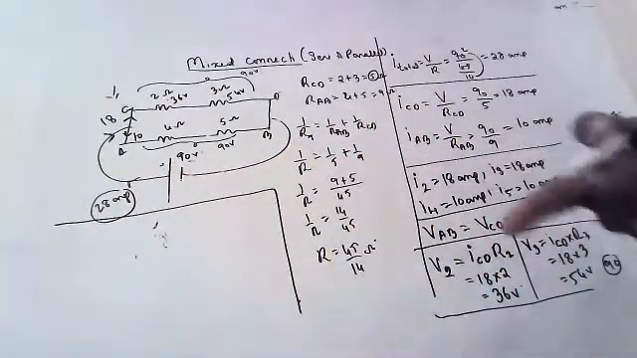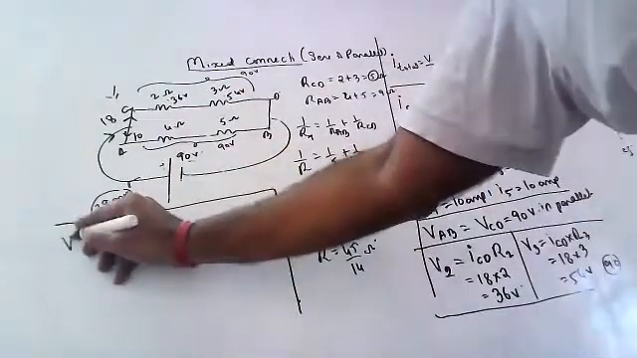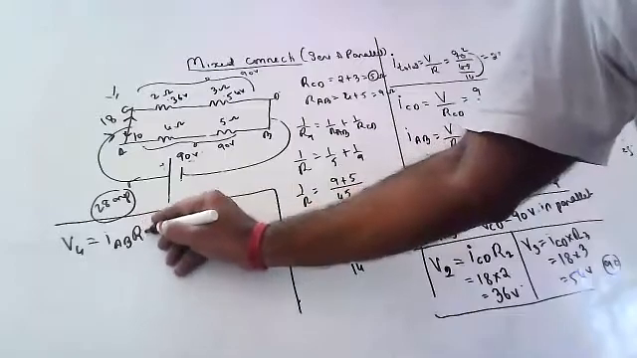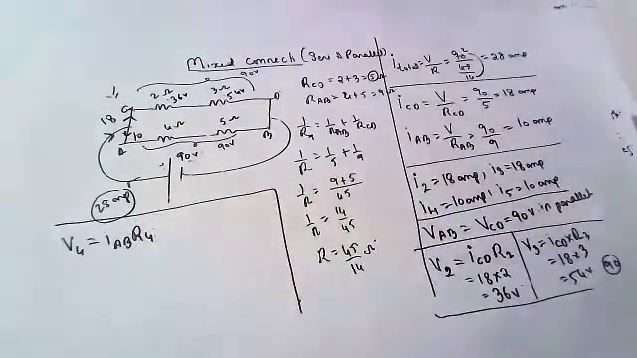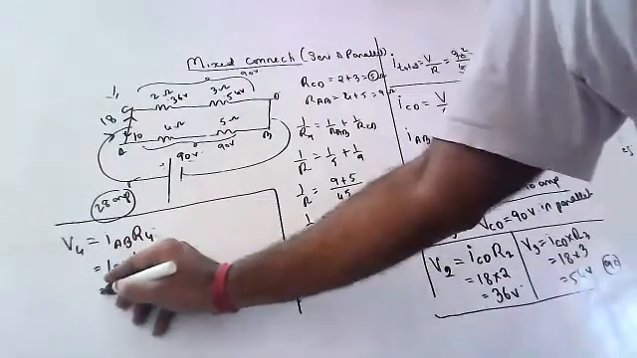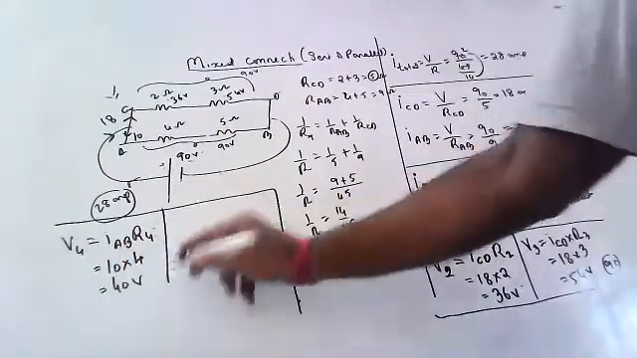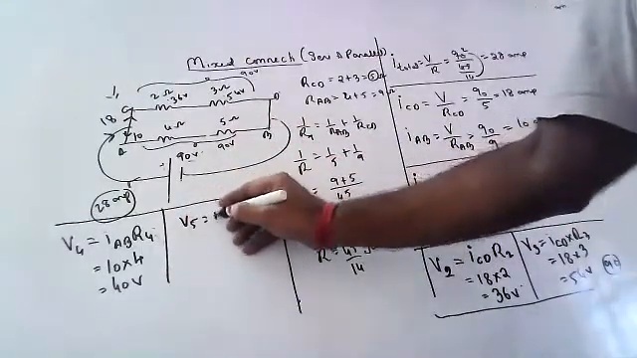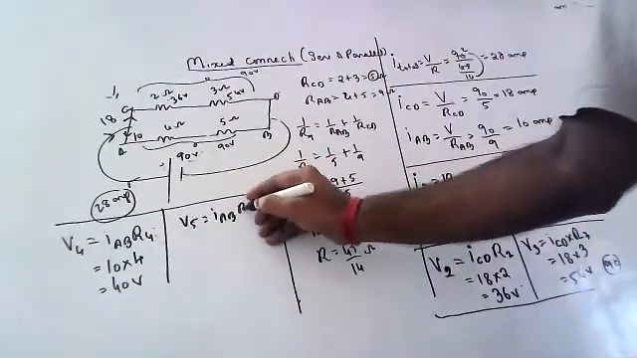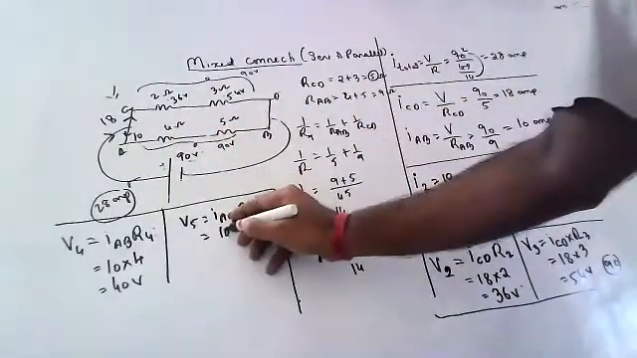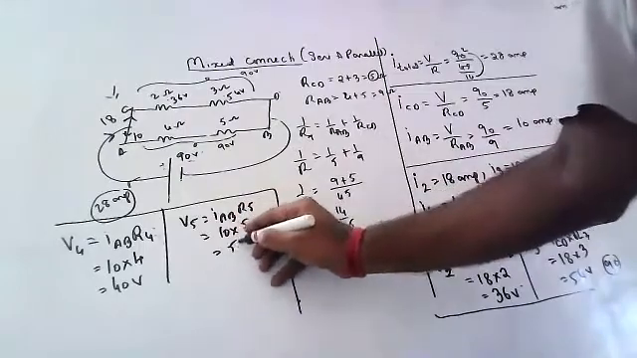Again, those who did not understand, I am showing V4. What is V4, children? IAB into R4. Okay, IAB is how much, children? 10 into 4, that is 40 volts. Okay, V5. V5 is how much, children? IAB into R5. IAB is how much, children? 10 amperes is coming now. 10 into 5, that is 50 volts.